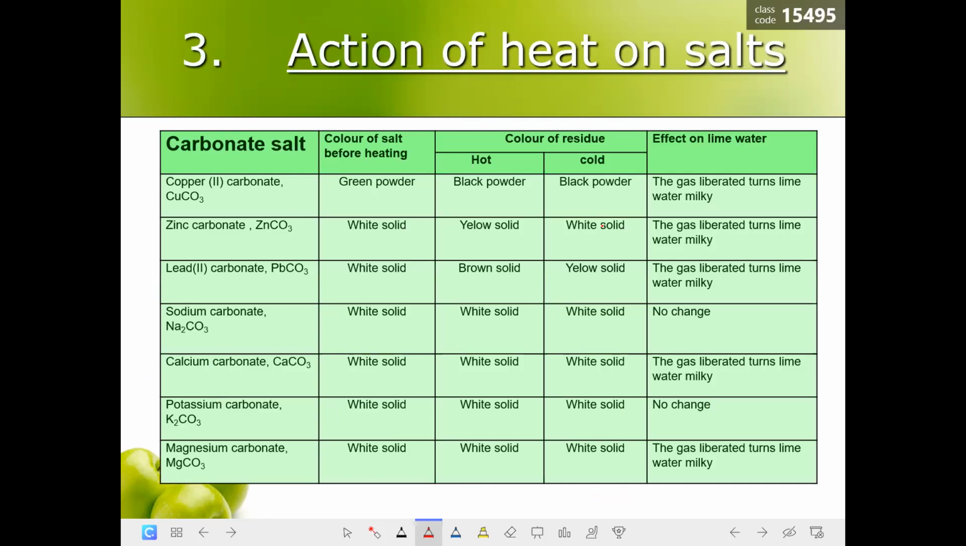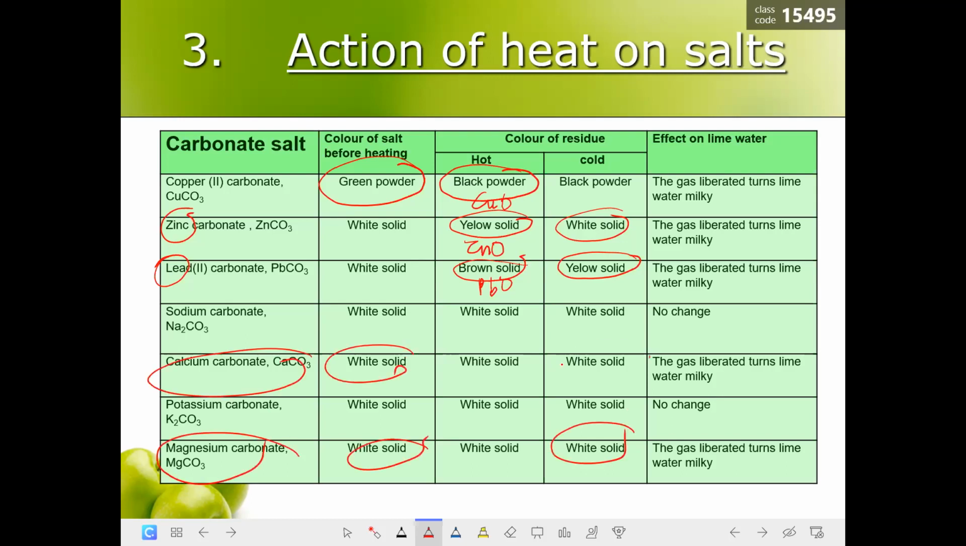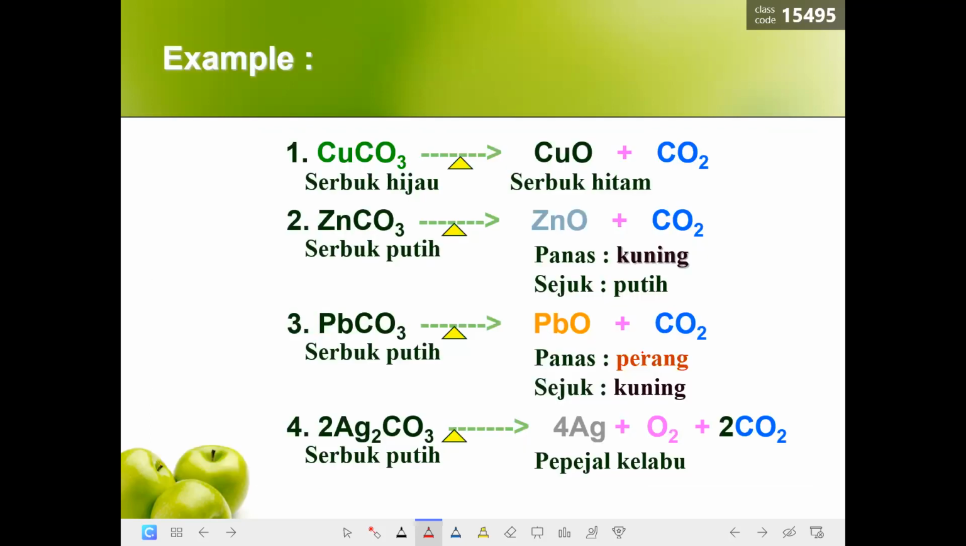As I said yesterday, copper 2 carbonate. Any carbonate, when I heat it up, I'm going to get an oxide. So this is copper oxide. This is zinc oxide. This is lead oxide. Zinc, when hot, is yellow; when cold, white. Lead, when hot, is brown; when cold, yellow. You must memorize. Teacher cannot help you memorize. The rest, calcium, magnesium, are all white. It's quite easy. You don't have to worry.